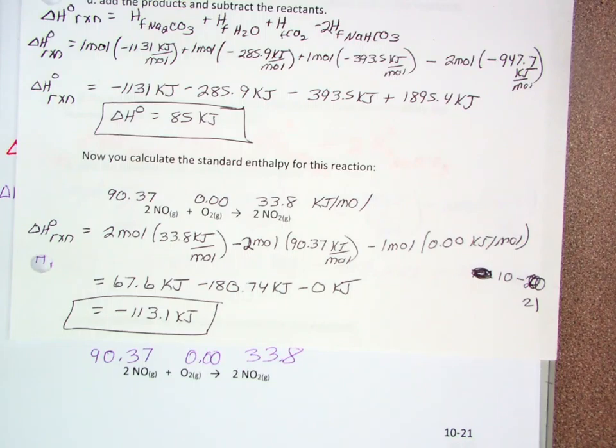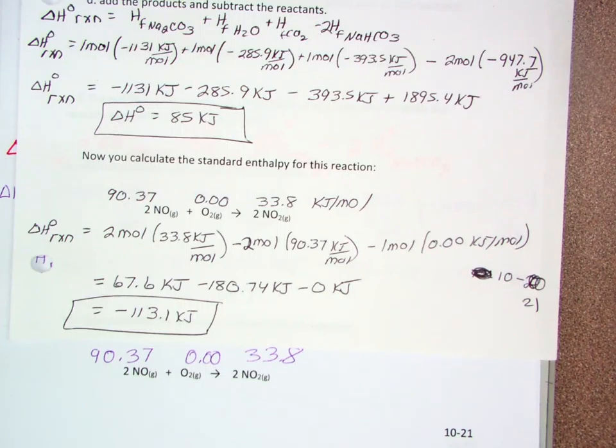What does delta H0 sub F mean? It means how much energy does it take to make this from elements in the natural state? How much energy does it take to make oxygen from oxygen? None, right? That's why it's 0. So all elements in their natural states will be 0. And then minus 2 times 90.37 kilojoules per mole.